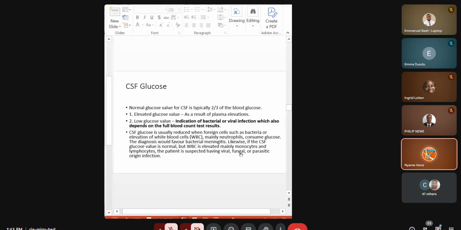I think I will have to add a full blood count to this one. I didn't add it. Maybe on our next slide, I'll add it. The full blood count is what you take to know the blood. You take the blood sample to check.